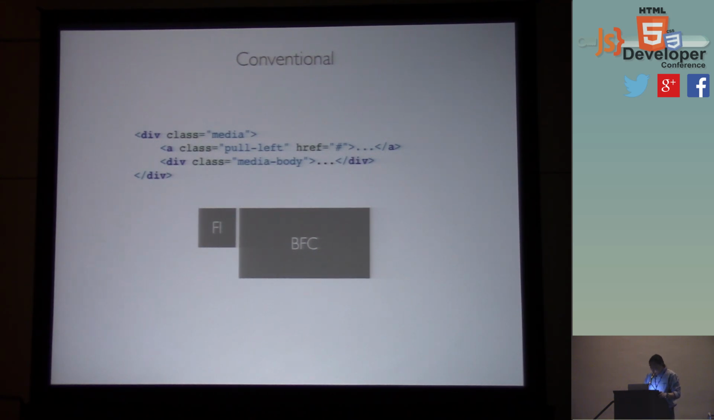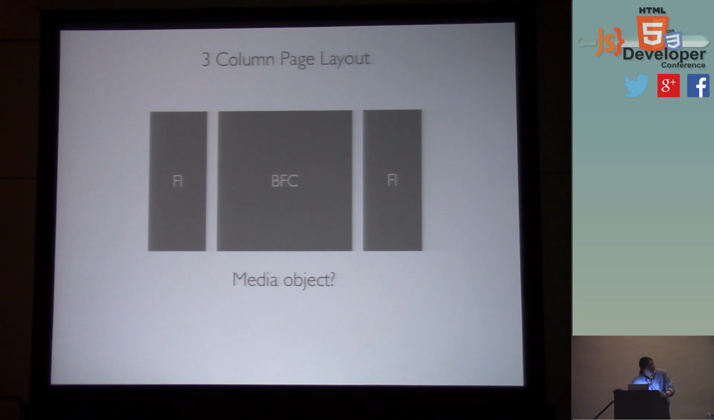So again, problem number one here is that, in a different context, like a 3-column page, it actually could use the same concept of a media object, right? You have a floated element here, a floated element on the other side, and then you have a block formatting context. So when you have a media object class, it doesn't make a lot of sense to actually call it media object. To me, it's something else.